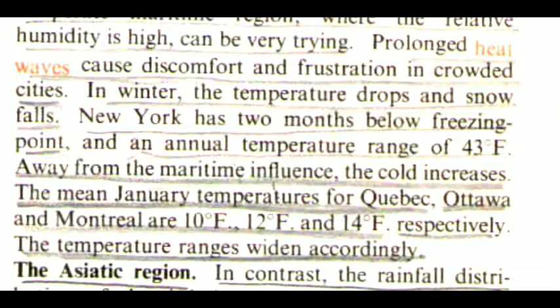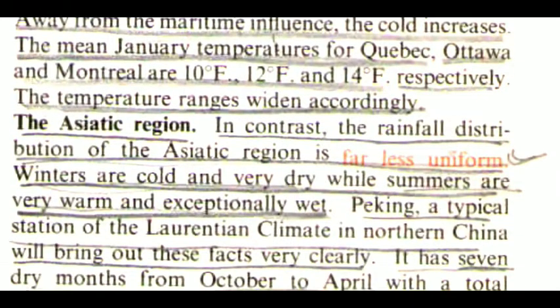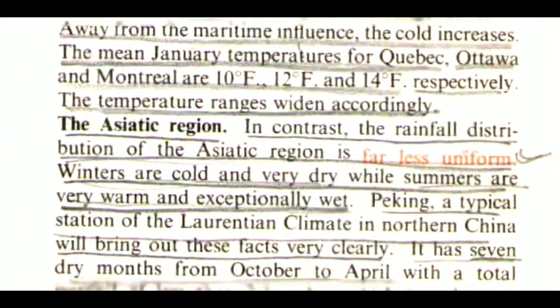Away from the maritime influence, the cold increases. The mean January temperatures for Quebec, Ottawa, and Montreal are 10 degrees Fahrenheit, 12 degrees Fahrenheit, and 14 degrees Fahrenheit, respectively. The temperature ranges widen accordingly. Now, the second one, the Asiatic region.